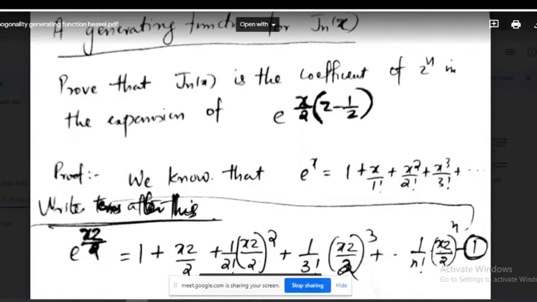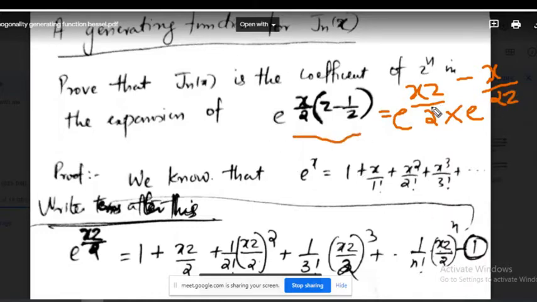So what we do is we write exponential x by 2 (z minus 1 by z) as exponential xz by 2 into exponential minus x by 2z. So we are writing this as exponential xz by 2 into exponential minus x by 2z.